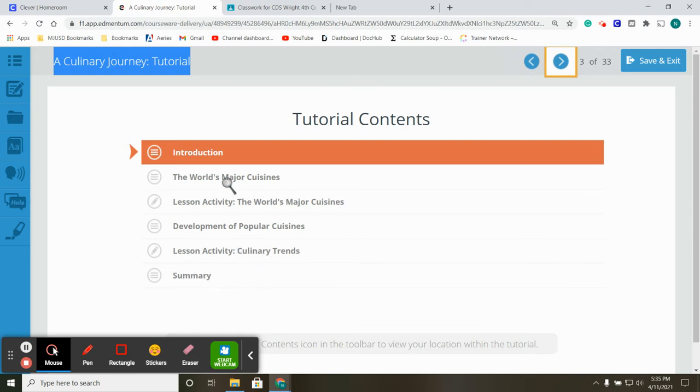Summary. So, for this week's creative arts project, you are to reflect the world's major cuisines, popular cuisines, and possibly culinary trends. The suggested creative arts project for this week is a menu.